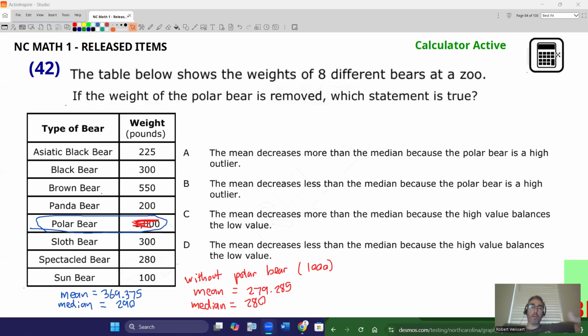Now, as you can see, both of those numbers went down, but the mean went down a lot further than the median. The median only decreased by 10 units, whereas the mean decreased by, looks like about 90 units. So let's see if we can come up with an answer from that.